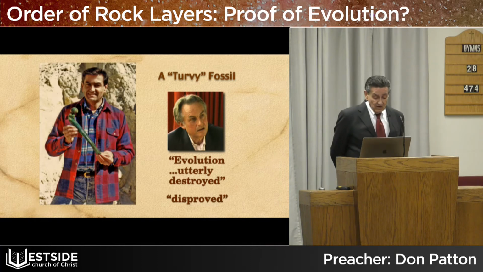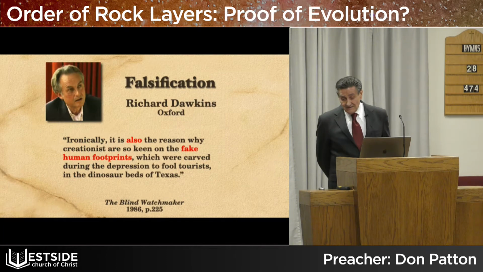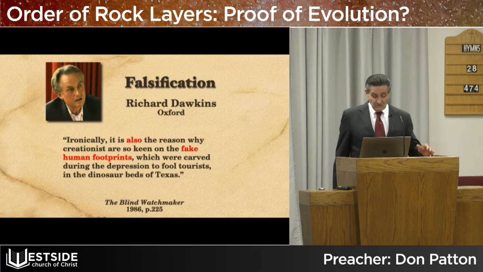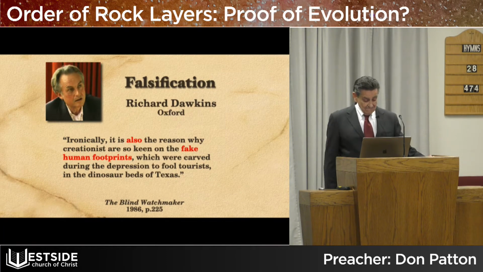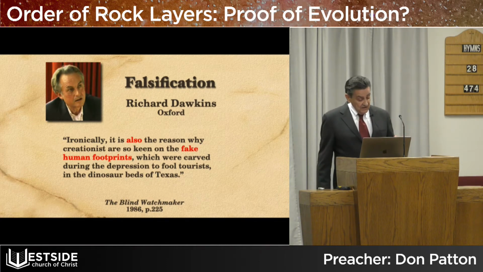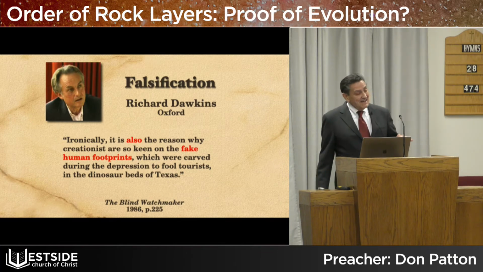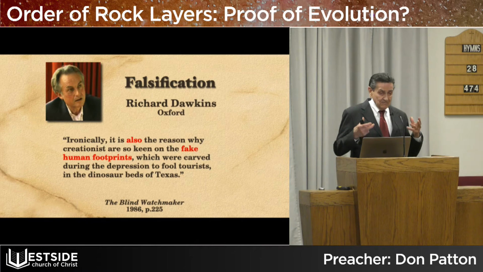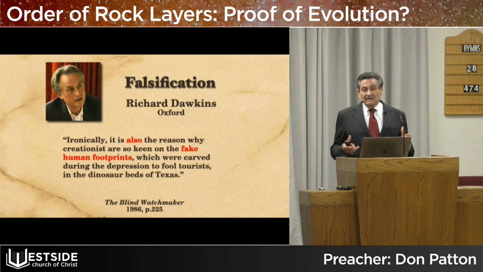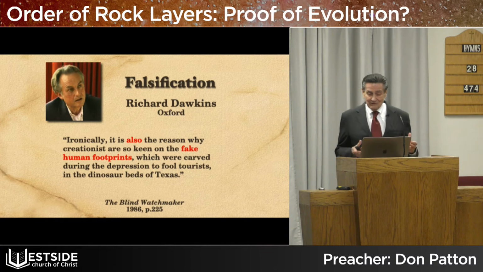In the same article that we're quoting from here, actually in The Blind Watchmaker, his book, he goes on to talk about some of the dinosaur footprints that we've spent time working with at Glen Rose. He says, ironically, it's also the reason why creationists are so keen on the fake human footprints, because they like the bones. And you would think, okay, bones are much better evidence, except that's really not the case when you're dealing with evolutionists who are looking for a way out.